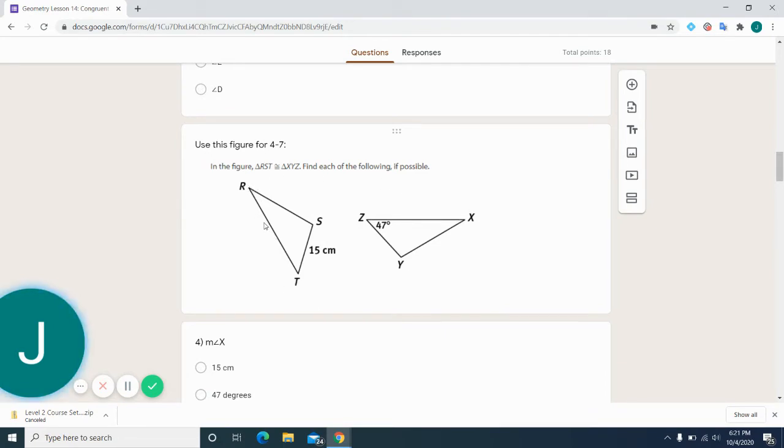Just imagine taking this, rotating it, and scooting it over here, and it'd be the same thing. So R is the same as X. S is the same as Y. T is the same as Z. You see how that got flipped? So that means this distance of 15 centimeters applies to this right here, right? The shortest end on the whole thing is the same as the shortest end on the whole thing.